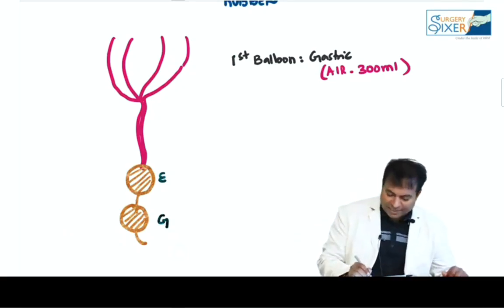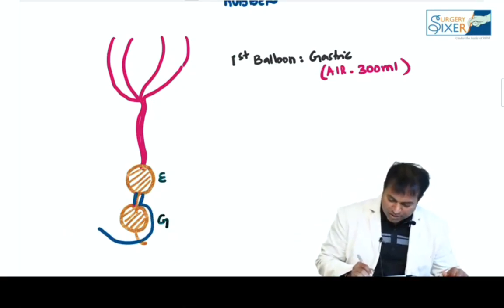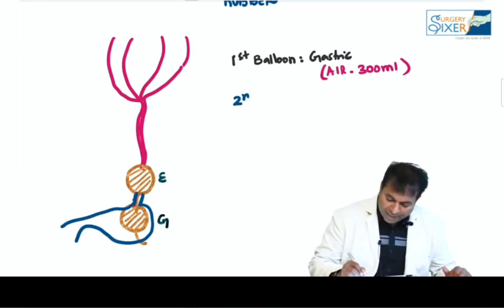If it will not come up, it will go exactly to the OG junction. It will hitch at the OG junction like this. So this is the stomach. It will hitch at the OG junction. It won't come up. Now you inflate the second balloon.